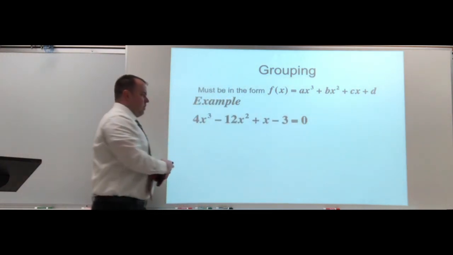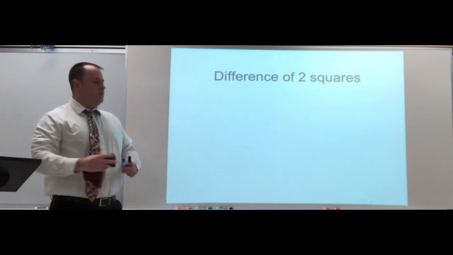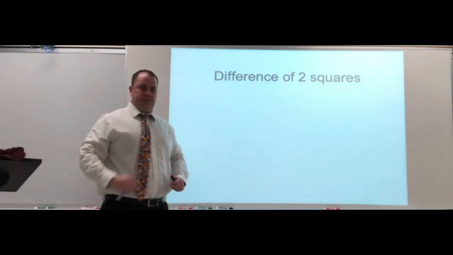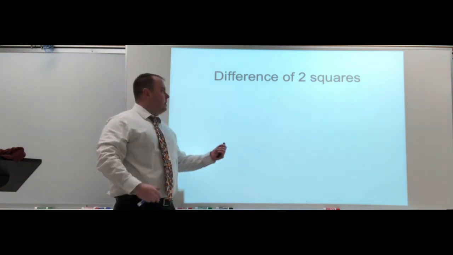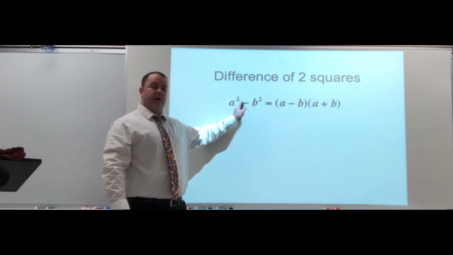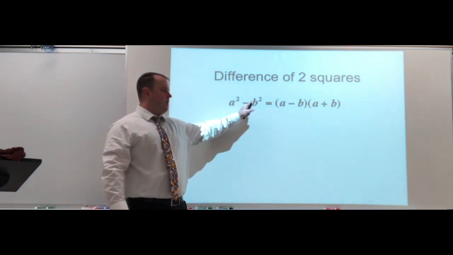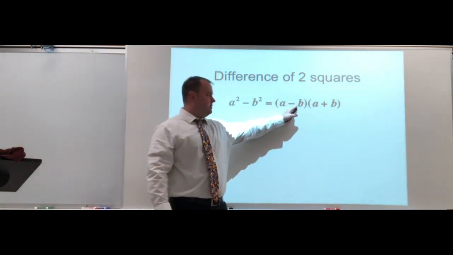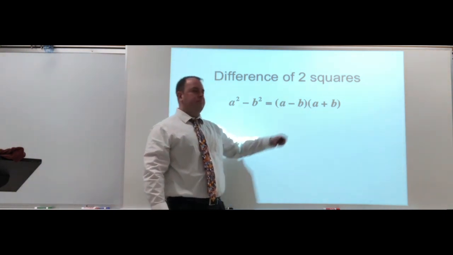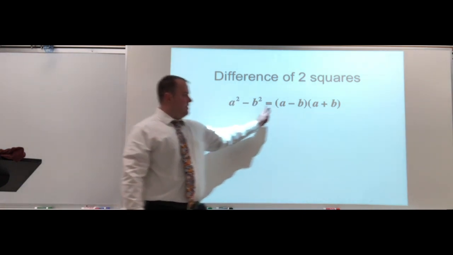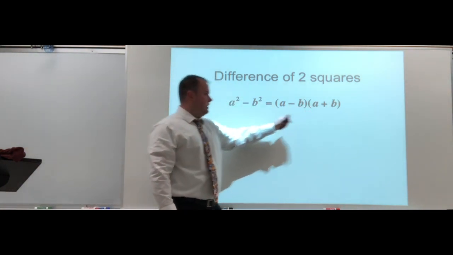And I'm going to go right into our last method, which is difference of two squares. We're going to be looking at perfect squares in this problem. The problem has to be in the form of a squared minus b squared. And this is what you're going to need to identify. What is your a, what is your b? And we're going to be just writing it out in the formula, a minus b, a plus b. So this is what our problem is going to look like. This is what our answer is going to look like.